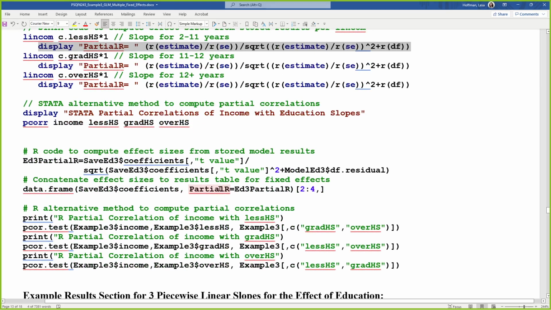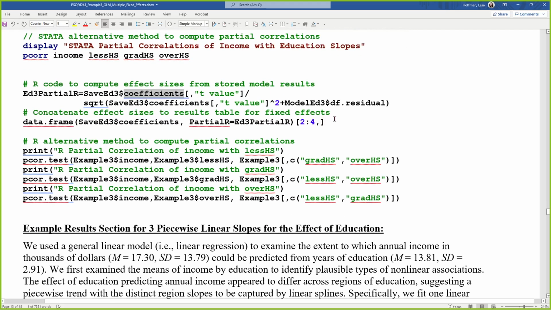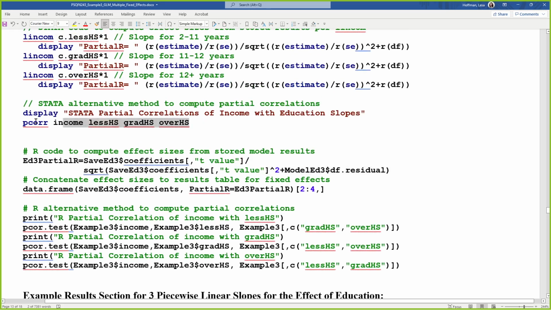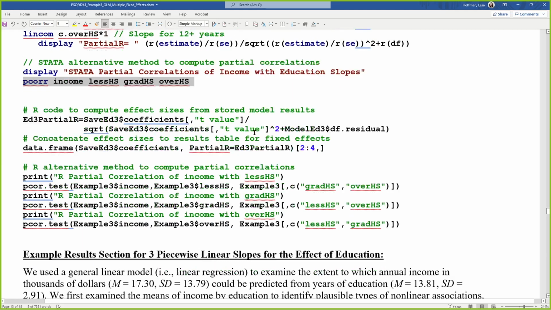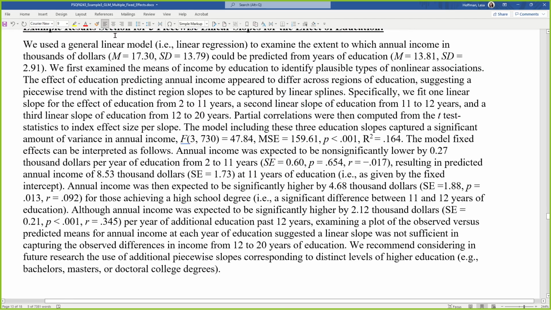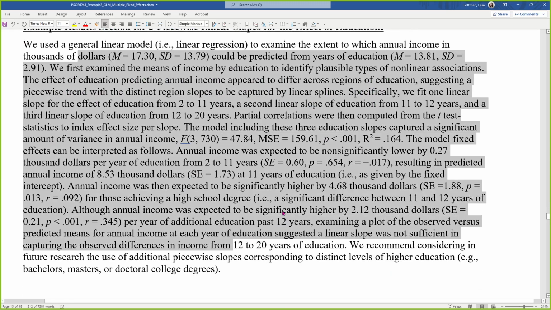The same is true in R, where I have the coefficients from the model as part of the model object that was saved. And then I use that to compute R. So there's the same formula. And you can also use pcor.test as a function to get partial correlations as well. And here's the partial correlation command in Stata as well. So that's step 4, get effect sizes. And then step 5, write it up. So words, as usual, for how I would talk about this stuff.